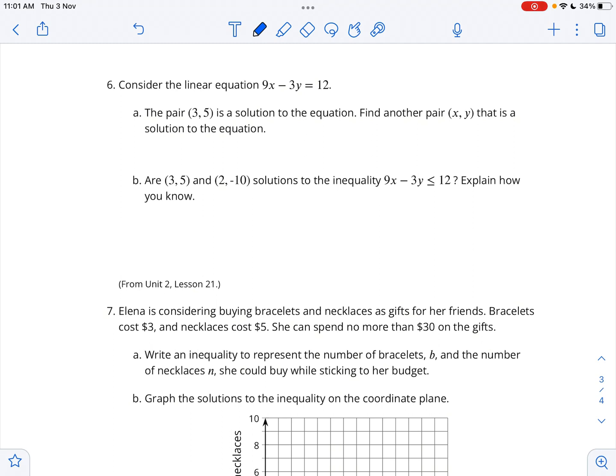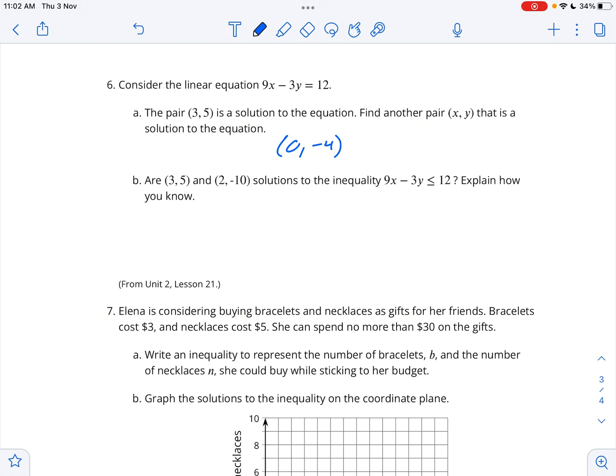Question 6, consider the line given. The pair 3, 5 is a solution to the equation. Find another pair that is. Okay, so that's just saying if I plug 3 and 5 in there, it's going to work. There's an infinite number of possible answers. I'm going to go ahead and go with 0 and negative 4. I did that one because I knew if I plug 0 into that first part, that term is just going to go away. And then I just need to think, what y value would make that true? Which in this case is negative 4. So that's one possible answer, but there is an infinite number of choices.